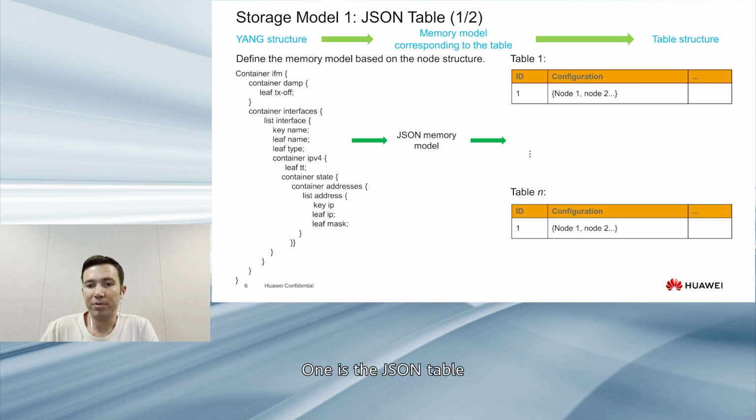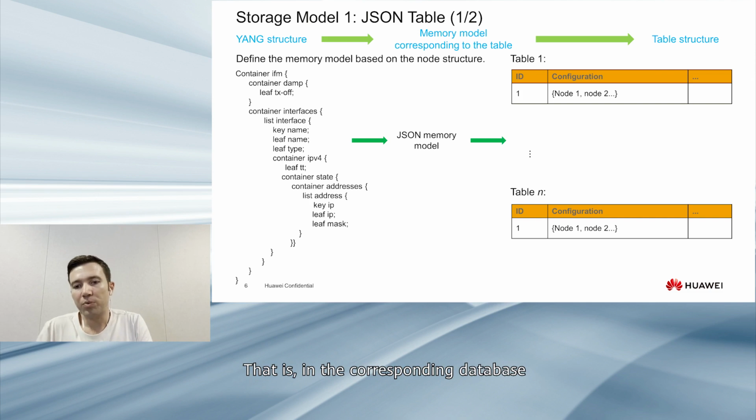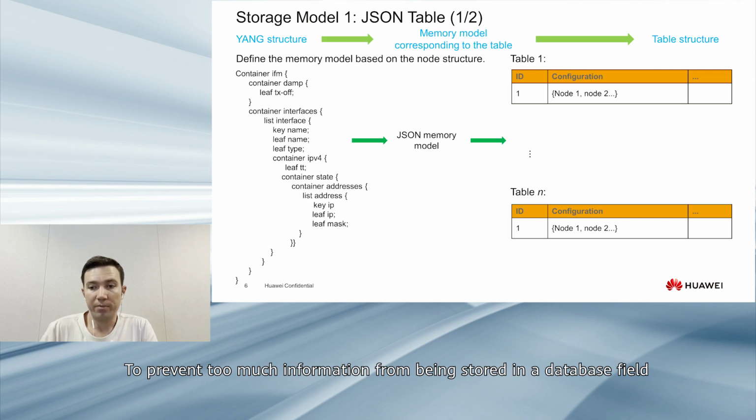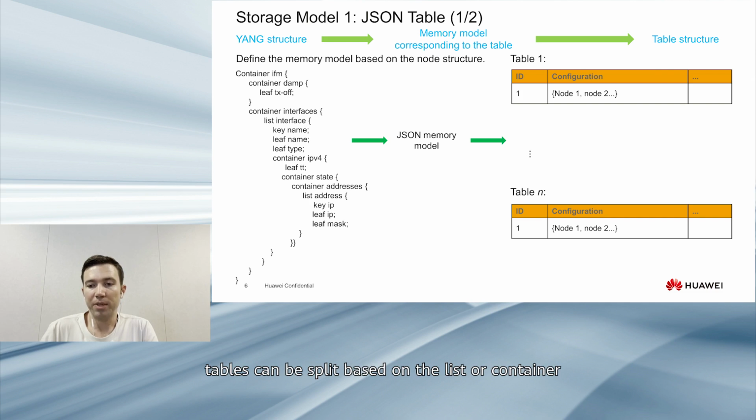One is the JSON table. In this model, Yang node configurations are stored in JSON format. That is, in the corresponding database, a column stores a series of node configurations in JSON format. To prevent too much information from being stored in a database field and support data reading and writing, the stored data is split into tables based on certain rules. As you can see in the figure, tables can be split based on the list or container.